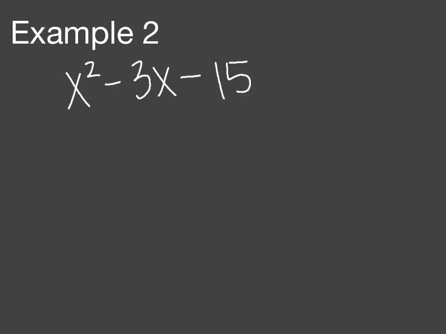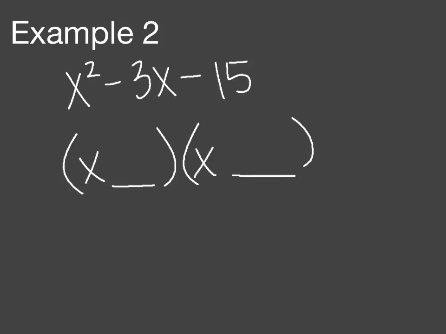Let's look at one more example. X squared minus 3x minus 15. Again, I know that this is a sum product problem because it is a trinomial that starts with just an x squared. So for any sum product question, what I'm going to do is break this down into two different binomials. And each binomial starts with an x and ends with a number. And again, it does not matter what those two numbers are, as long as they add up to be negative 3 and multiply to be negative 15.